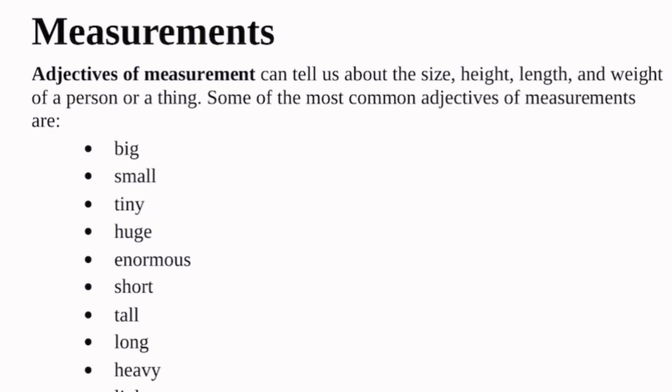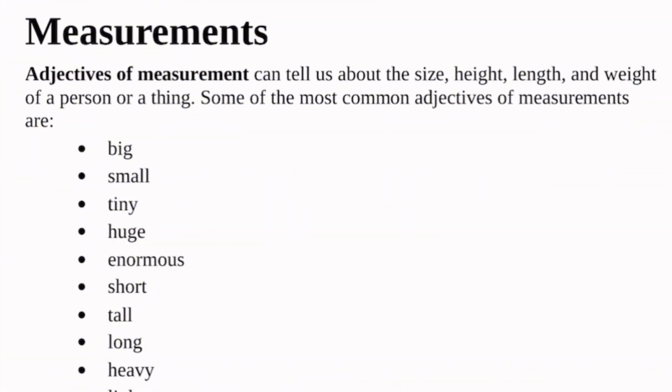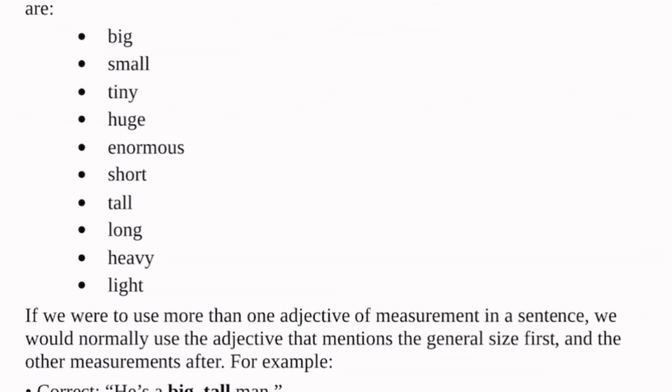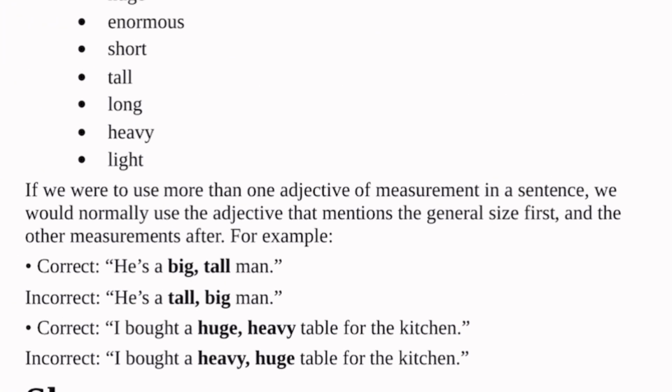The next one is measurement. Adjective of measurement tells us the size, height, length, and weight of a person or a thing. Some of the most common types of adjective of measurement include big, small, tiny, huge, enormous, short, tall, long, heavy, light. So if we are to use more than one adjective of measurement in a sentence, because it is possible, we will normally use the adjective that mentions the general size first and then the other adjective. For instance, he is a big, tall man.